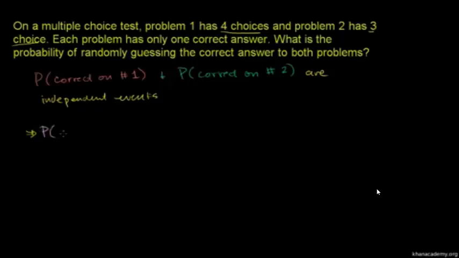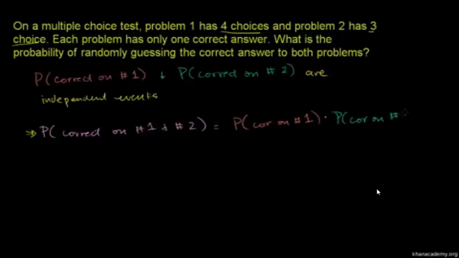So the probability of guessing correct on both number one and number two is going to be equal to the product of these probabilities. And we're going to see why that is visually in a second, but it's going to be the probability of correct on number one times the probability of being correct on number two.